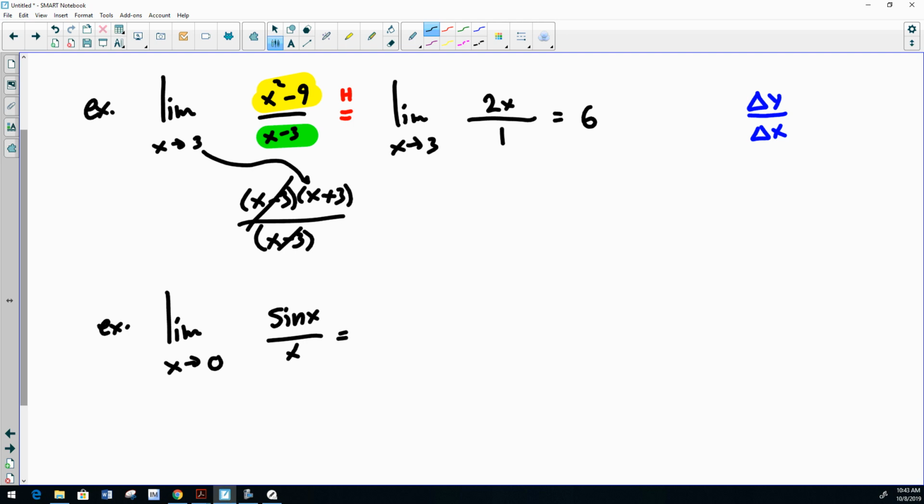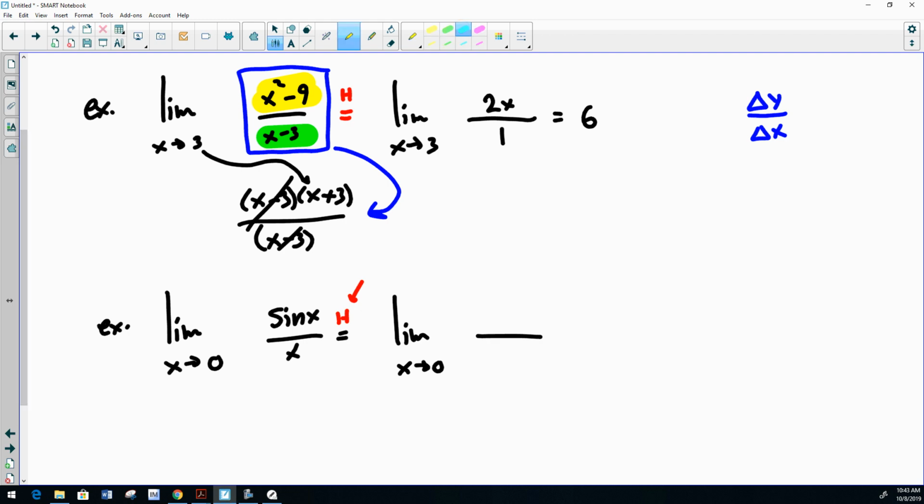So here it is again. You put a little h here. The purpose of that, it tells me or the grader, okay, you're going to perform L'Hopital's rule. So the limit as x approaches 0. But here's the kicker again. You do not use the quotient rule. You take the derivative of the top, independent of the bottom. The derivative of sine is cosine. The derivative of x is 1, and we're going to try the plug-in method again.